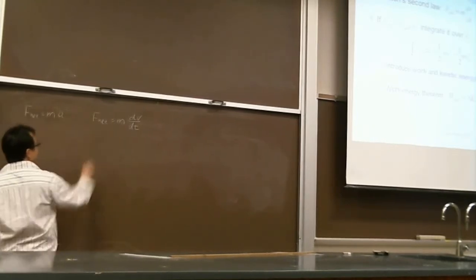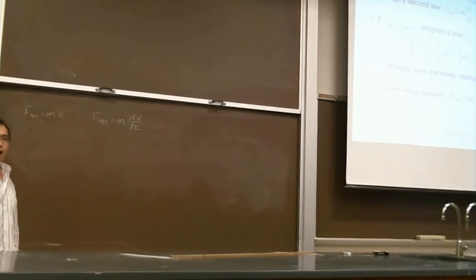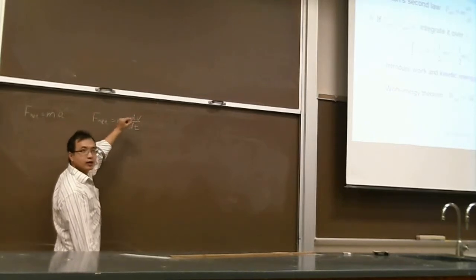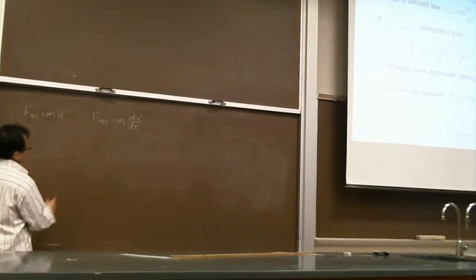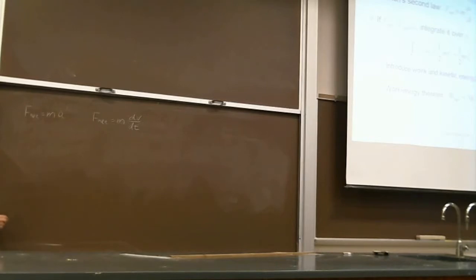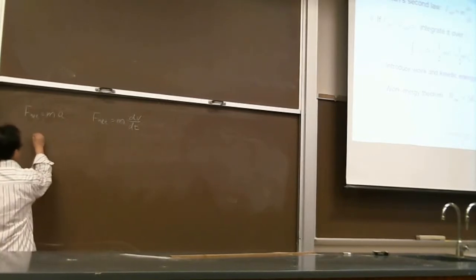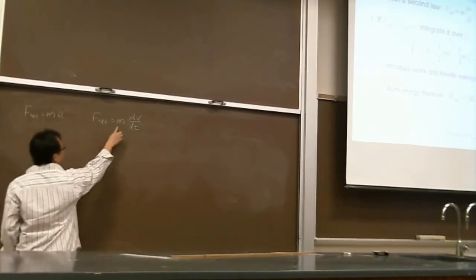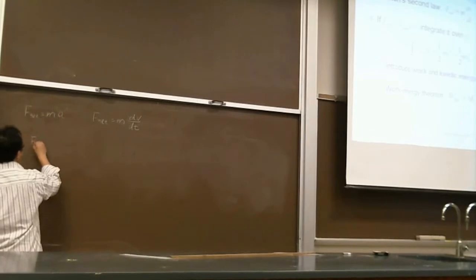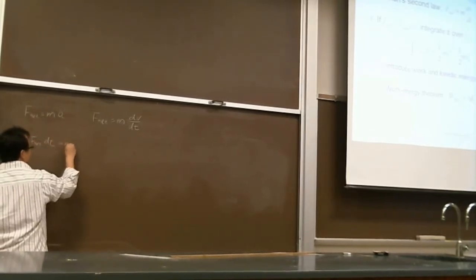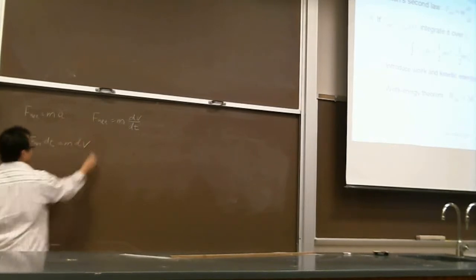To integrate it, previously we first got the whole thing like that. Now we can do it in a slightly different way. We multiply both sides with dt, and we get F net multiplied by dt equals m dv.